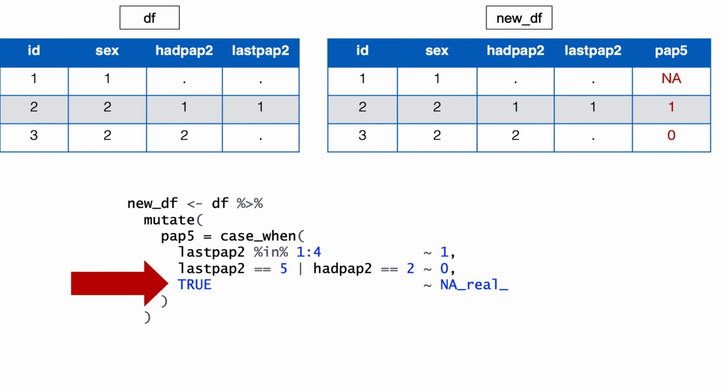In this final conditional statement, we are telling R that any other values of had PAP2 and last PAP2 we didn't explicitly address above should result in a missing value for PAP5. If you go look at all the remaining possible combinations of values for had PAP2 and last PAP2, you will see that they belong to participants who were men or were women that didn't provide us with enough information to determine if they had a PAP test in the past 5 years or not. And in our fake data shown here, that would result in a missing value for participant 1, which again is exactly what we want.